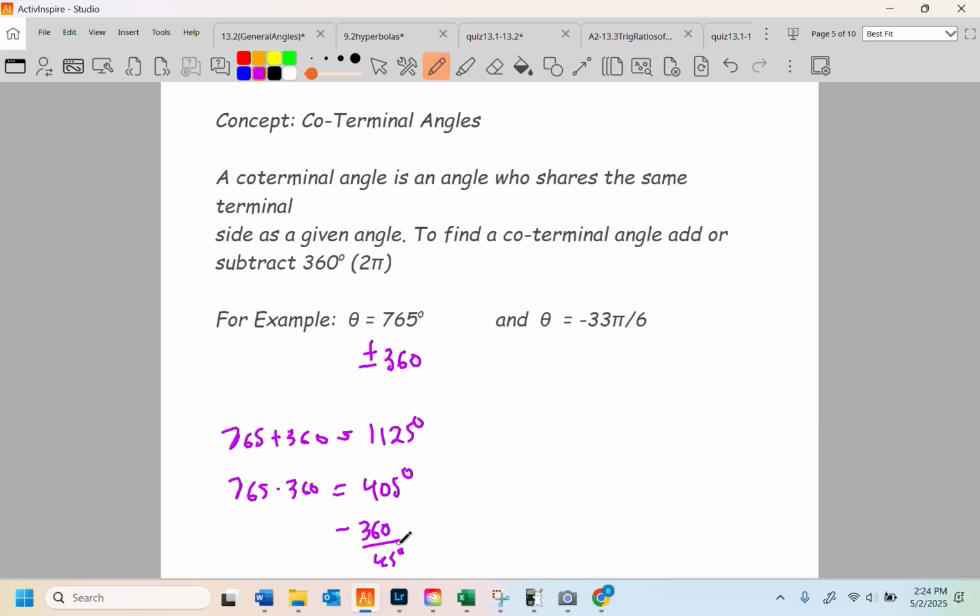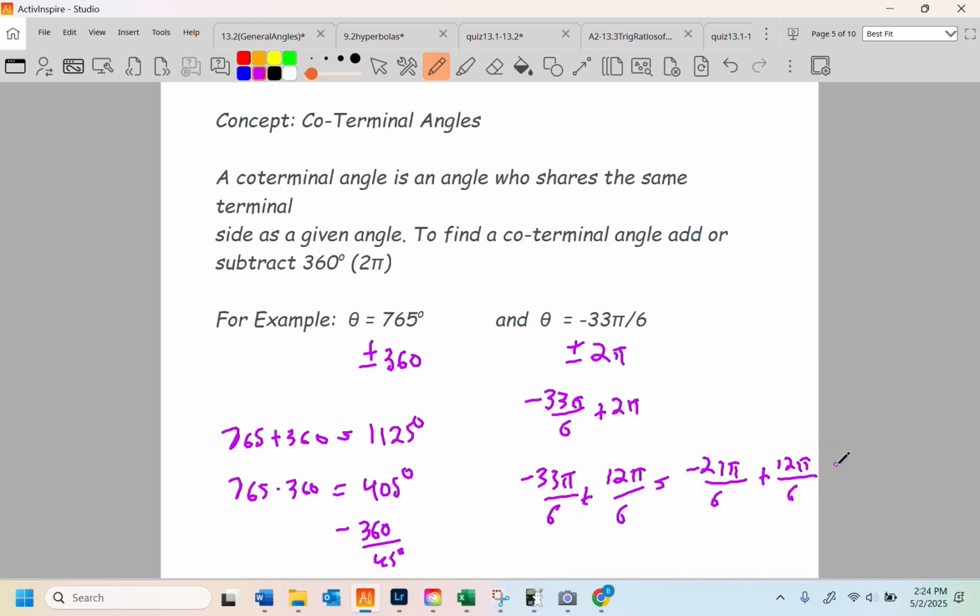And for our pi's over 6's, we would plus or minus twice pi. -33 pi over 6 plus 2 pi would be -33 pi over 6 plus 12 pi over 6, which would be -21 pi over 6. And I could just keep adding 12 pi over 6 until I get something that's easier to work with. So -21 and 12 is 9. That's 9 pi over 6. Hey, that reduces to 3 pi over 2, which is on the unit circle. That would be what I'd want to work with, right?